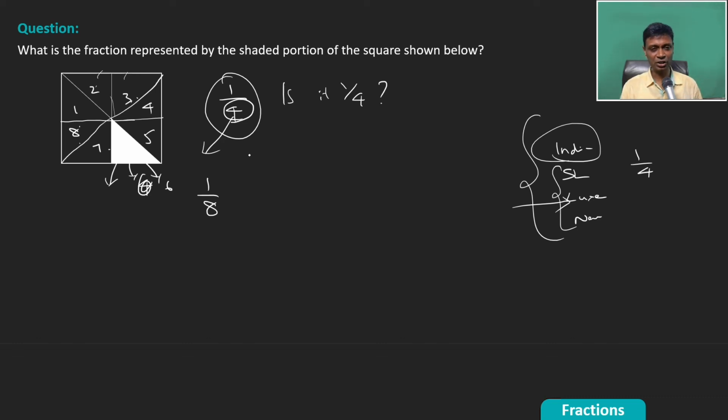Whenever you're doing a fraction, when you're saying 1/4 of something, 1/3 of something, then 1/3 of what? That is important. And whenever you're saying out of 4 regions, you get 1, therefore it is 1/4, you have to make sure the 4 regions are equal. That is very vital.